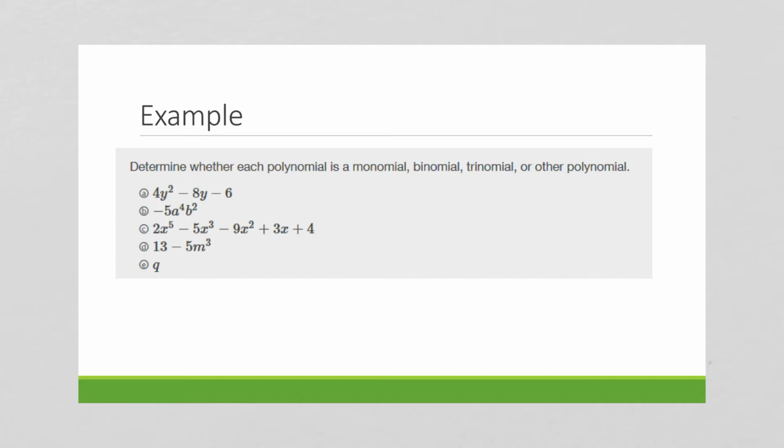Okay, so part A would be a trinomial. Part B would be a monomial. Part C, there's more than three, so we would call that just a polynomial. Part D, there are two terms here, so that's a binomial. And part E is a monomial.